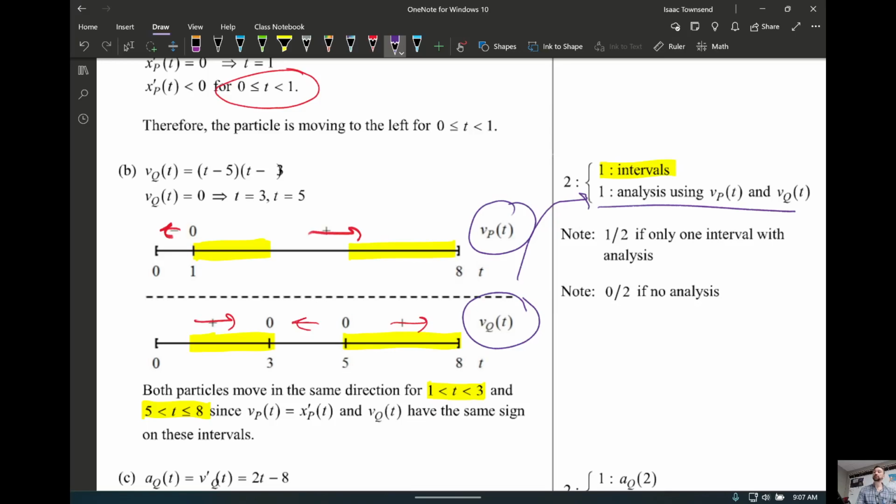You want to know when something's going to the left, you're trying to figure out when its velocity is negative. When it's going to the right, you're trying to figure out when the velocity is positive. Now notice there are a couple other things here. If you did not use the velocity and somehow you accidentally got the intervals correct, you get 0 points. They're not letting you have either one of those if you don't refer to velocity.